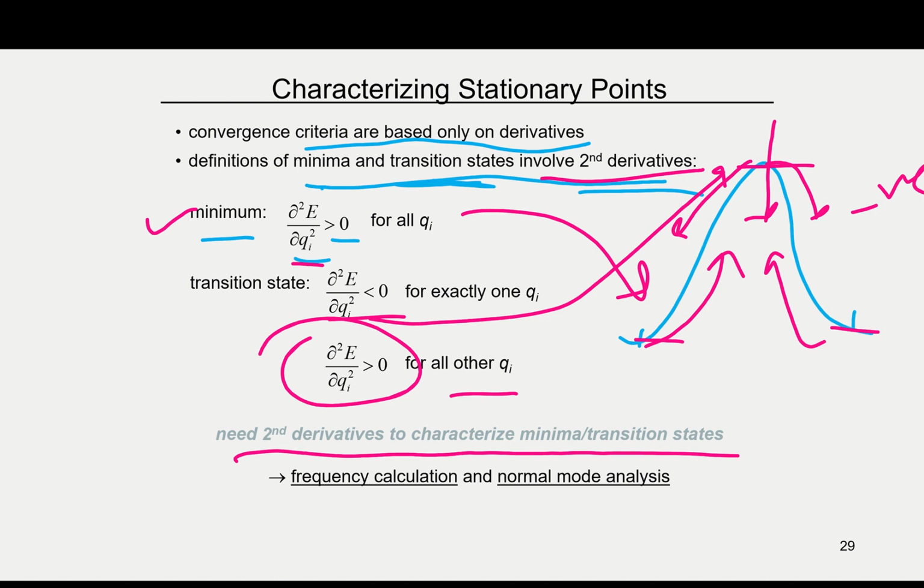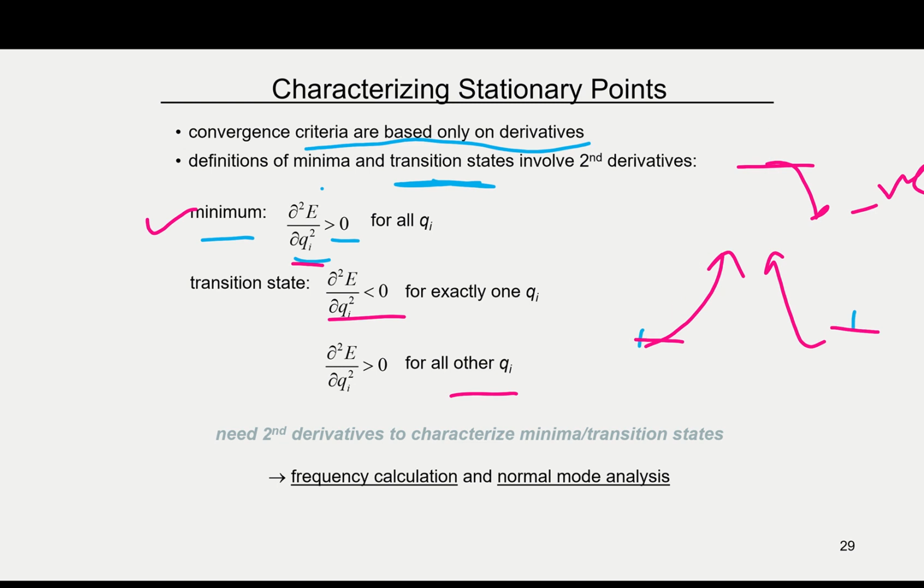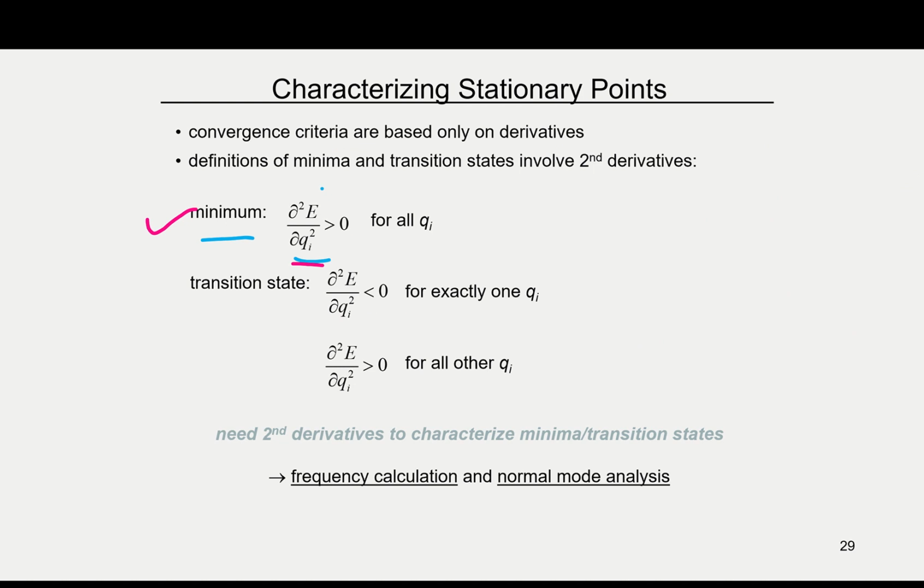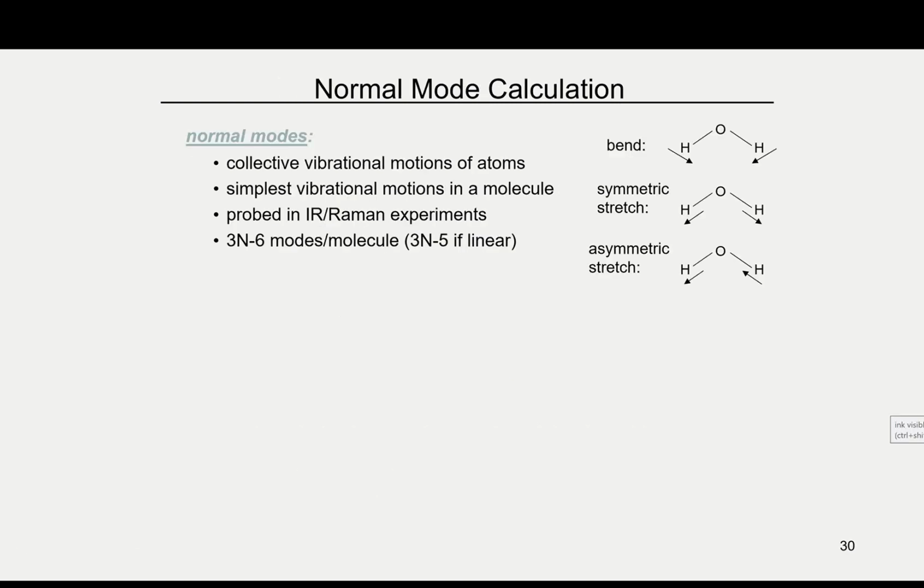Characterizing stationary points, you should remember that the transition state involves the second derivative. The second derivative tells you about the difference between the reactants, products, and transition states. For the transition state, the second derivative will be negative, while for the reactants and products, the second derivative will be positive, or more than 0. The last point: frequency calculation and normal mode analysis. Frequency calculation and normal mode analysis can be done with these processes.